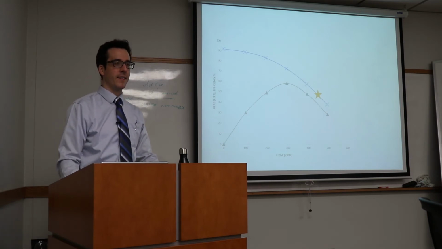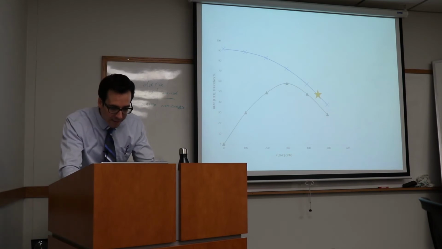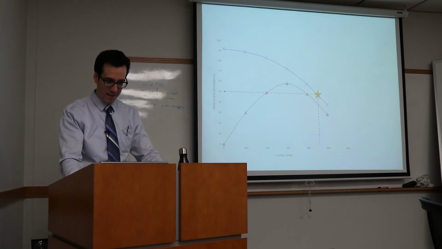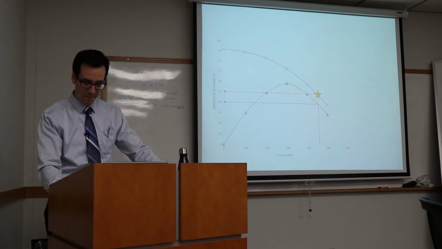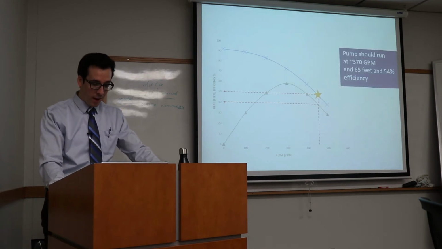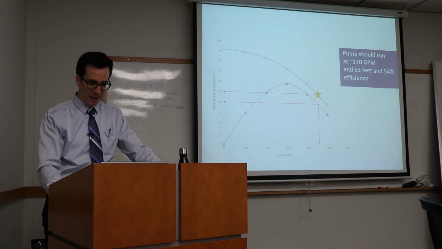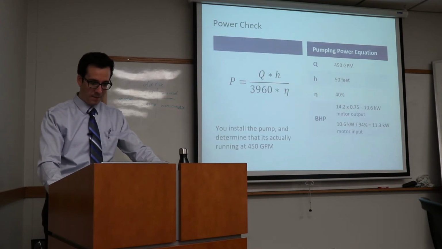Okay, what do we got this time? How many feet? 50 feet, okay. And what kind of efficiency? We read down and then over. 40%, yep. Okay, the pump should run where we expected, but it's not. We got some new things here.